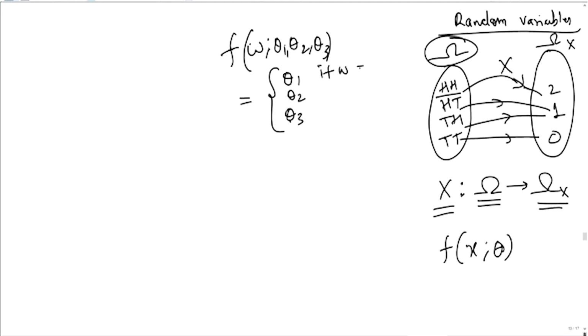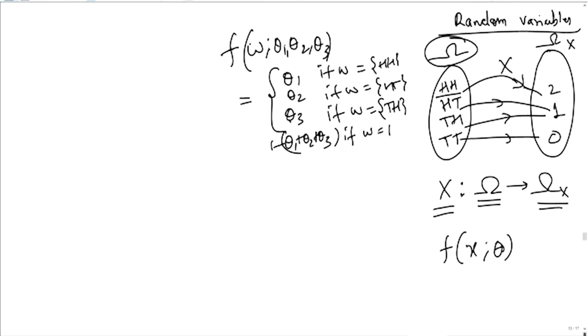Theta 1 if W is HH, theta 2 if W is HT, theta 3 if W is TH, and 1 minus (theta 1 plus theta 2 plus theta 3) if W is TT. So this is what you would do if you are defining this probability assigner function on omega. But if you have to define this probability assigner function on omega x, you do not need such a complicated function. Why? Let's say x belongs to omega x, so basically any element in omega x. We can now define the probability assigner function in this way.